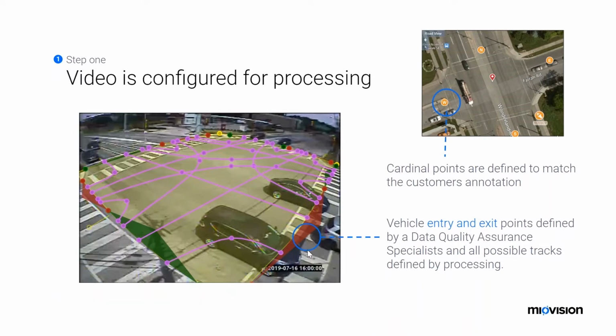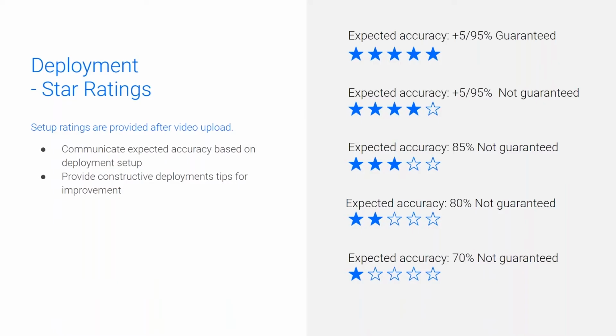So during processing, when vehicles travel from an entrance to an exit, they are then registered to the movement that they have just completed. It is during the configuration step that we also provide feedback to our customers. So our deployment star ratings, this is where we use a star rating to communicate the expected accuracy to the customer. After assessing the size of the intersection, distance of the furthest movements, visibility of all movements, and how high the camera has been deployed, we can estimate an accuracy of the study.